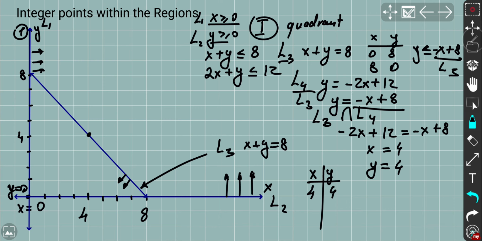So considering that equation for line 4, what I'm going to do is plug in any x point, or probably I can set up y equals 0, it's easier.